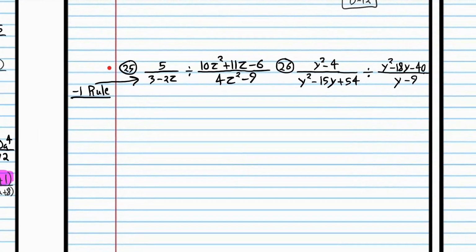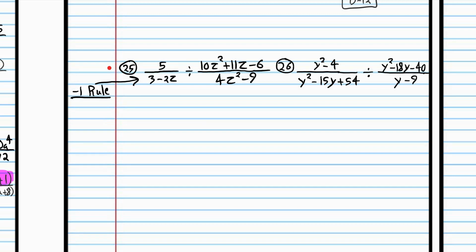All right, so for 25, something new is going to happen. Well, it's not really new. We learned it in the last class. Remember the negative 1 rule. You're going to have to use the negative 1 rule in this expression right here, because when you factor here, you're going to get a 2z minus 3. But this is not a 2z minus 3. That's a 3 minus 2z.